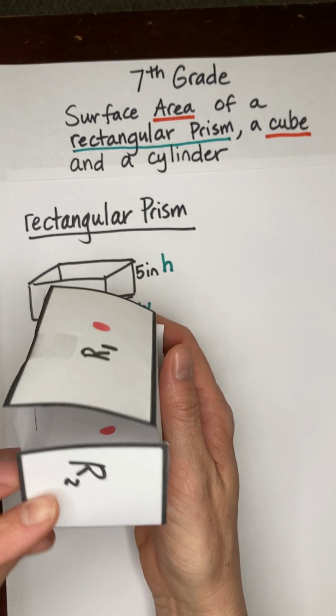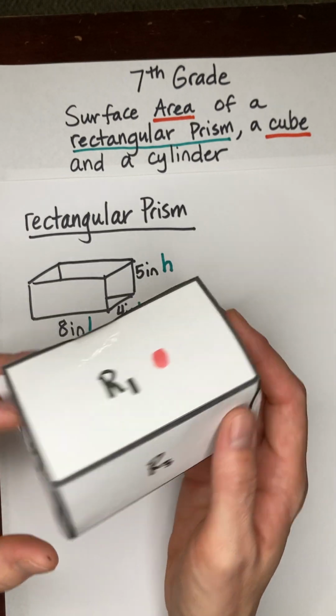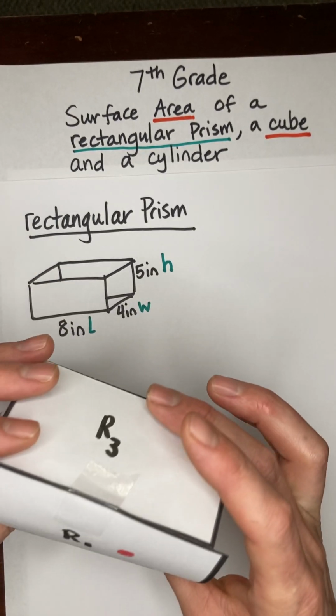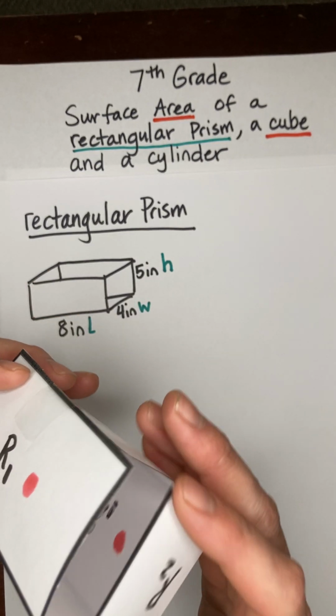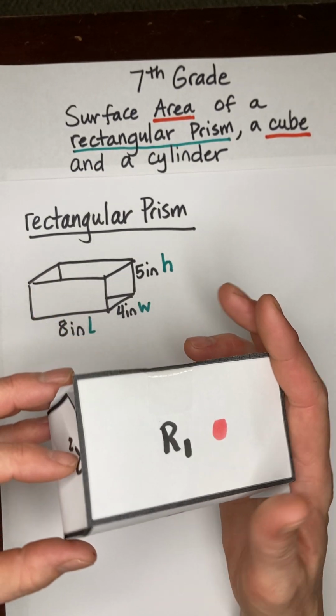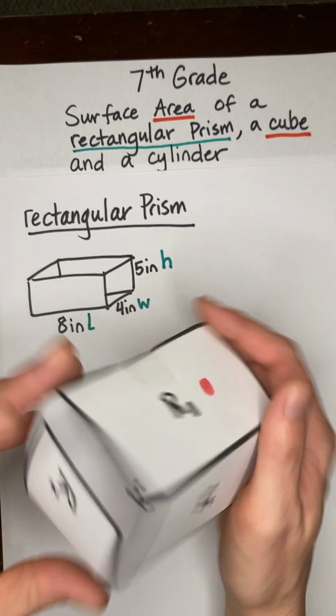And apologies, you can see my 3D shape here is not fantastic. I printed one off that someone else made and cut it out, and they didn't match up. So apologies for my misshapen rectangular prism here, but just imagine that it's perfectly made, okay, and my sides touch.